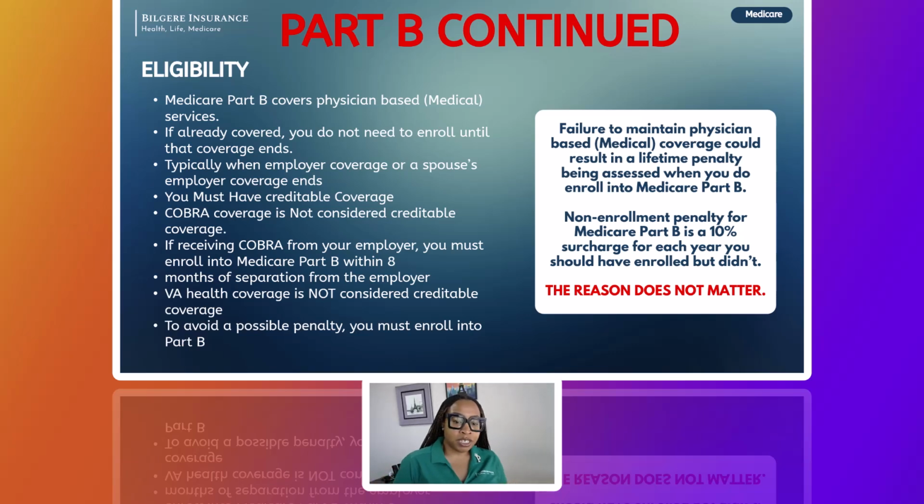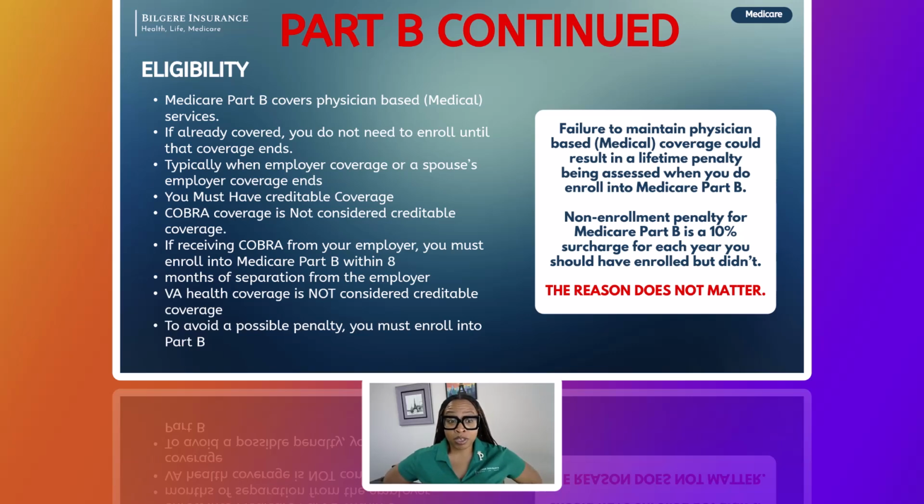So this is where you hear a lot of the penalty nightmares or stories, because failure to maintain medical coverage could result in a lifetime penalty being assessed when you enroll in Part B. So the non-enrollment penalty for Medicare Part B is a 10% surcharge for each year you should have enrolled but didn't. The reason does not matter. So remember, this is your physician services. If you are already covered, you don't need to enroll until the coverage ends.